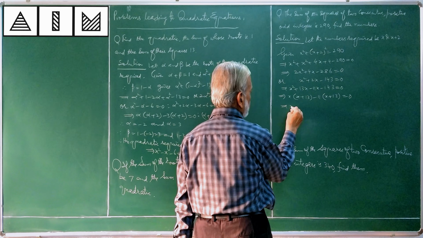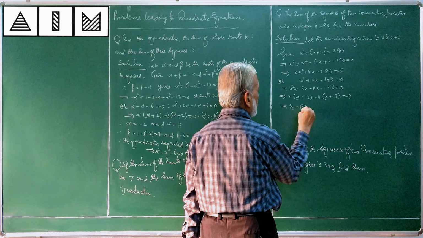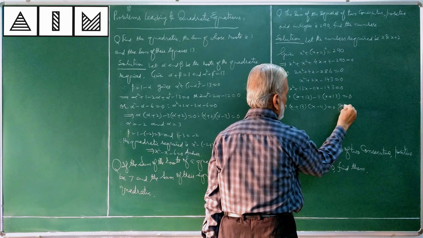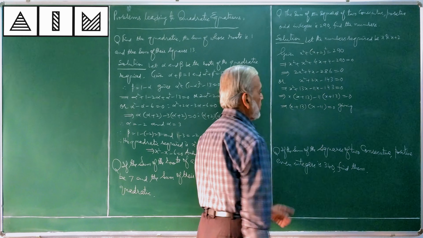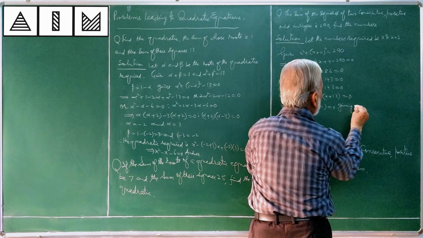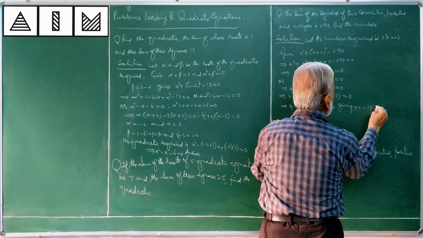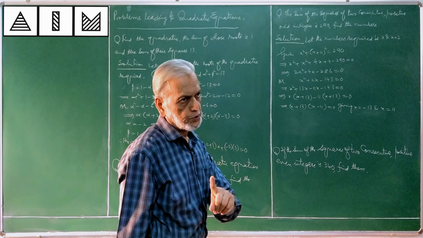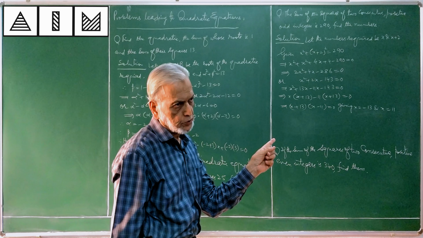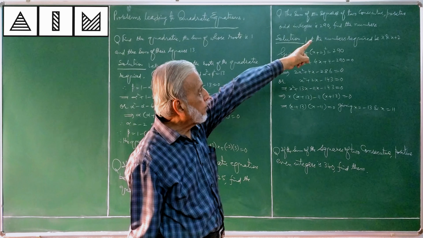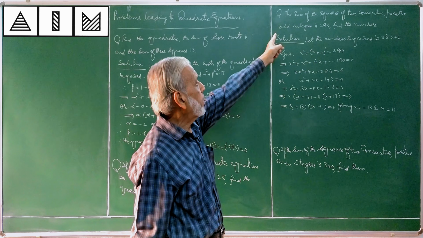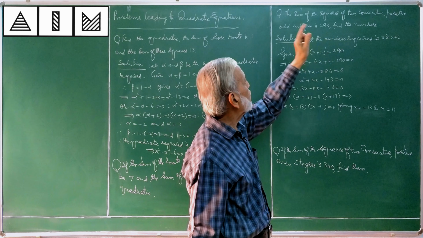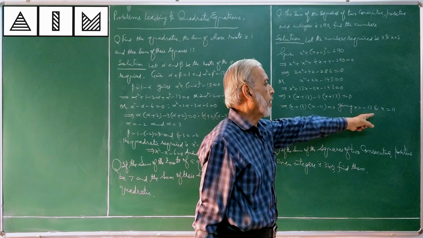X plus 13 common, x minus 11 is equal to 0, giving x is equal to minus 13 and x is equal to 11. Two values of x. My question says numbers are positive and odd. Of course both are odd, but question insists consecutive positive odd integers, so I must reject this value and accept that value.